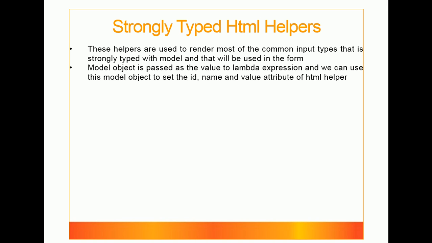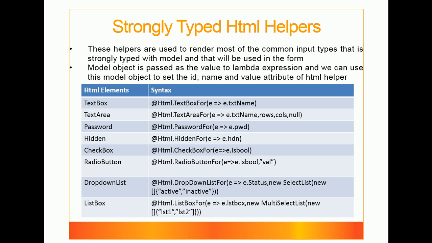Like if you are using any drop down list or list box, and you want to select certain IDs in the list box or drop down, then you can also do it using this model object. So these are all the things like TextBoxFor, and these are some of the strongly typed HTML helpers which are present. Now we shall see the ActionLink HTML helper in MVC.